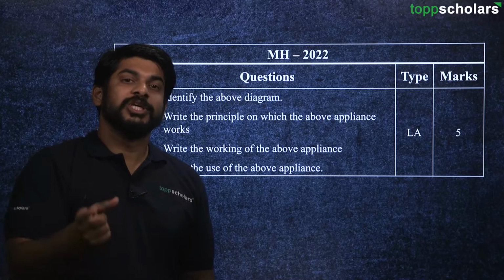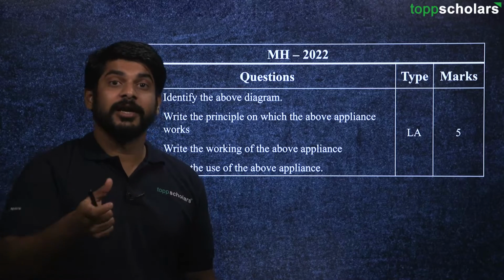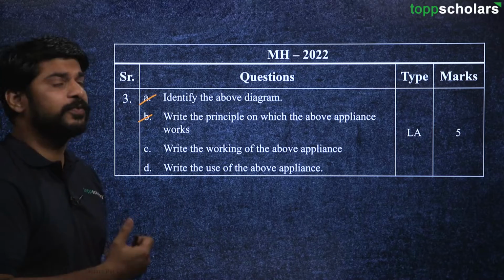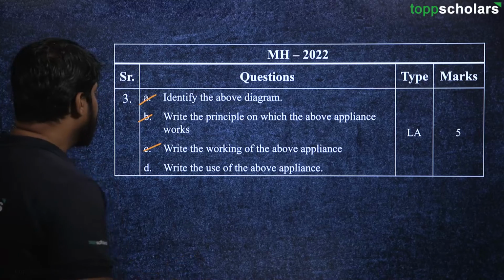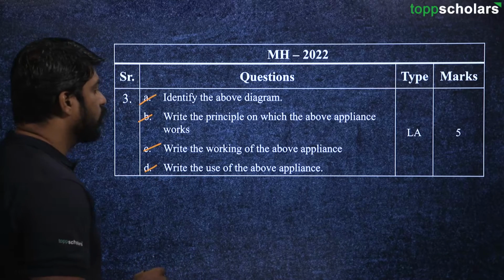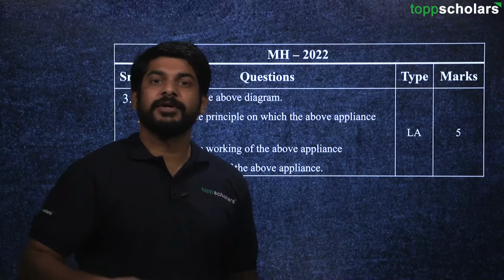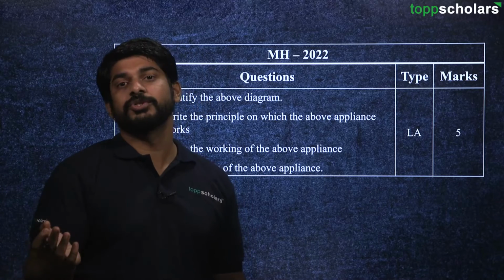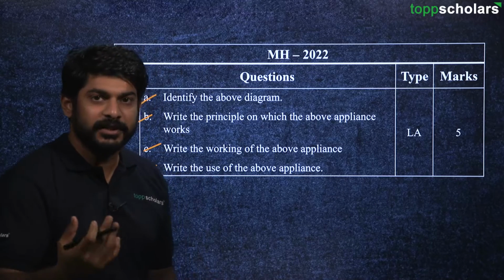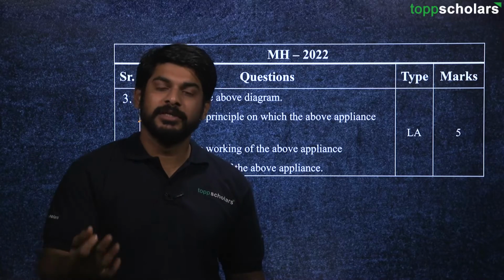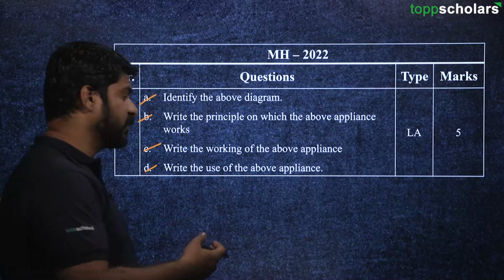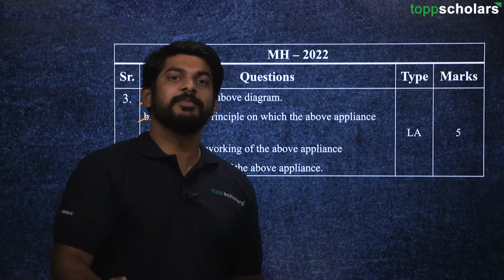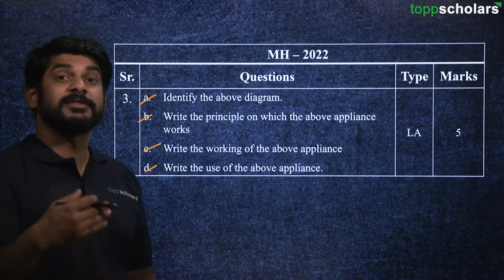And due to the change in the magnetic flux, electric current is induced, isn't it? So this is how that particular device basically works. Okay, then the last is: write the use of the above appliance. So as we know, electric generators or AC generators are used everywhere in households, isn't it? Or at various industries, isn't it? Manufacturing industries use these AC generators. In cars also, these generators are there. So there are many places where these appliances are used.